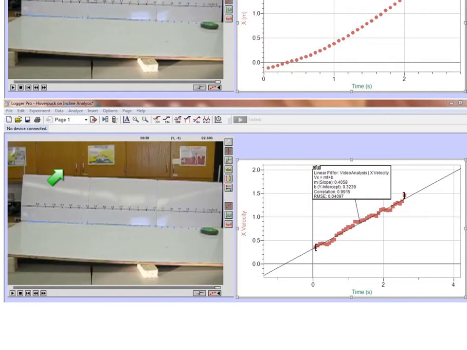This next picture is the exact same analysis, but instead of a position versus time graph, I've chosen to allow Logger Pro to plot the velocity along the ramp against time. And what you'll notice is that the velocity versus time increases with a constant linear slope. So we've seen this before, and our next task will be to analyze the slope of a velocity versus time graph as well as the intercept.